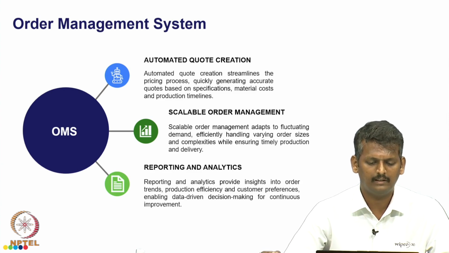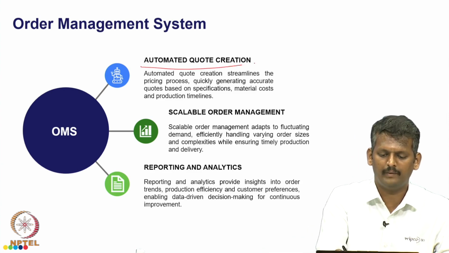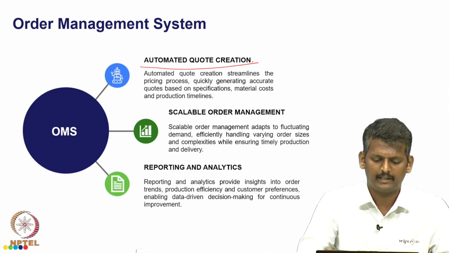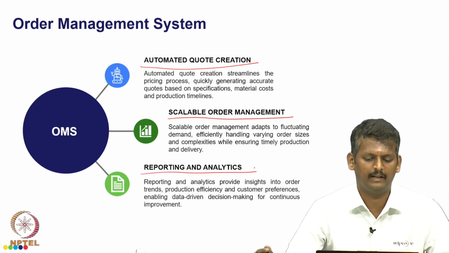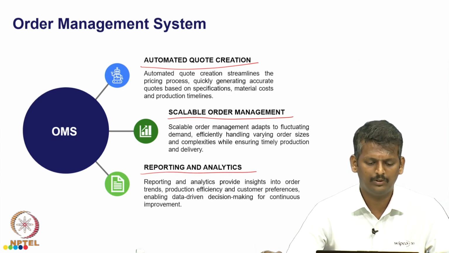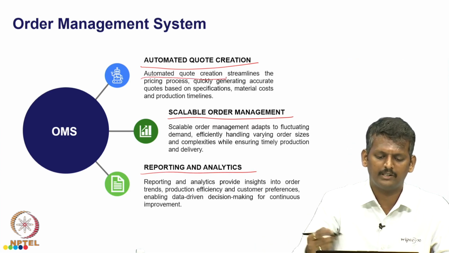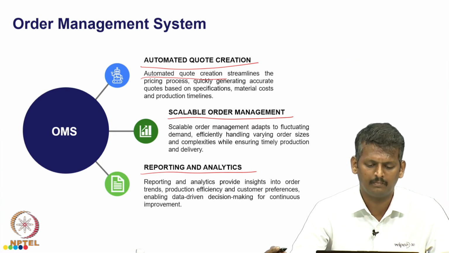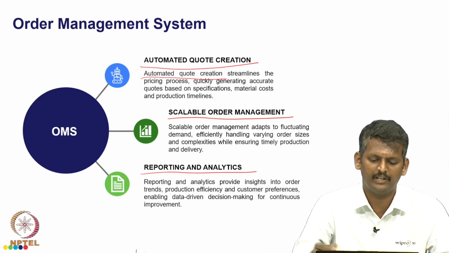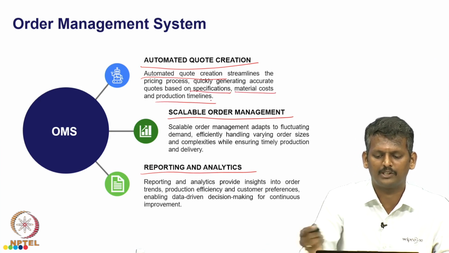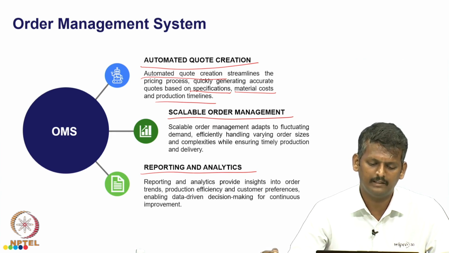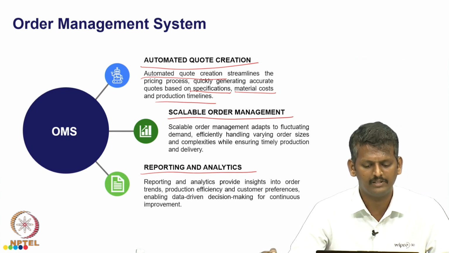Now, these are the three main aspects of order management system. One is automated code creation, second one is scalable order management, and the third one is reporting and analytics. As I have already told you, automated code creation streamlines the printing process, and it will quickly generate the accurate codes based on specifications given by the client and material cost and production timelines. So, based upon these aspects, these codes are generated.